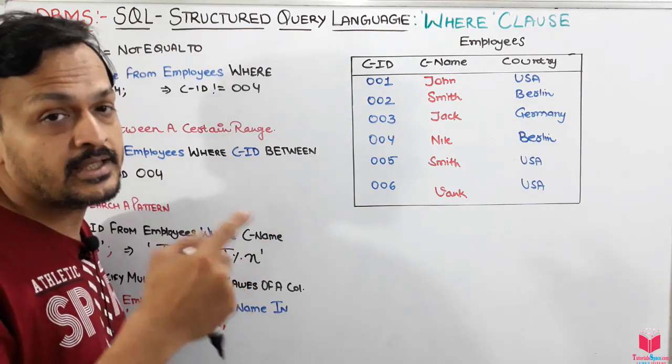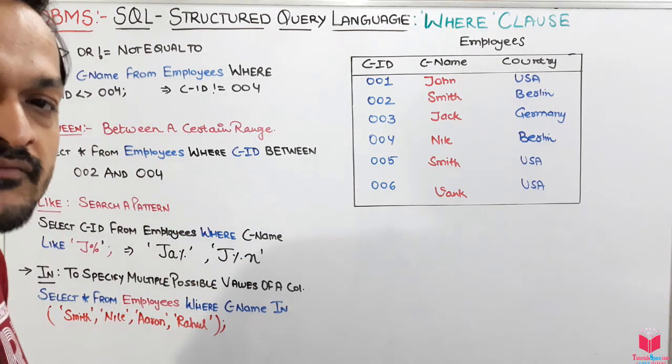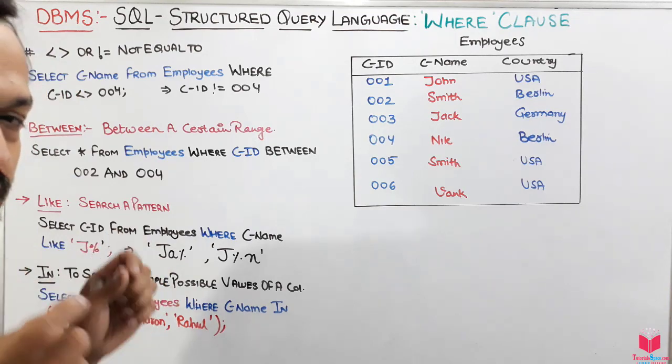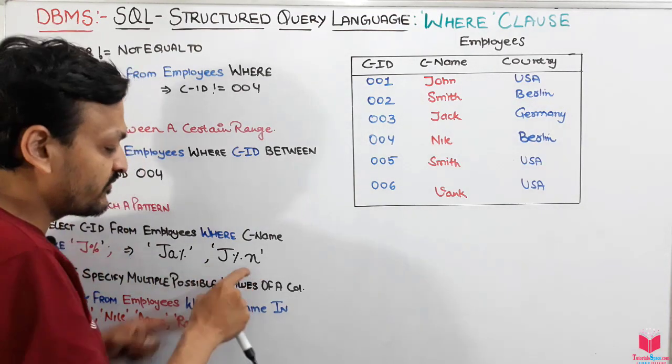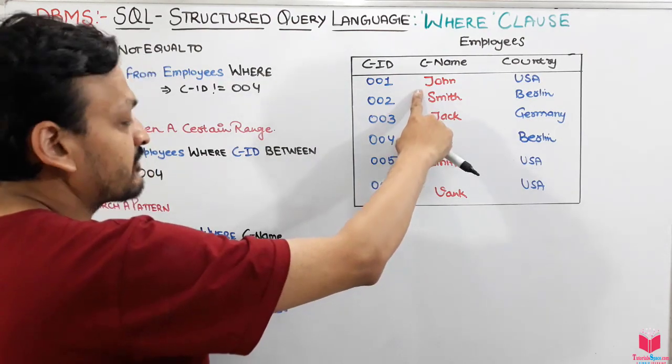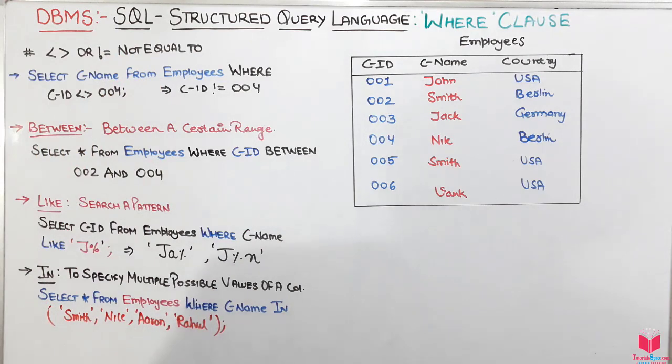In this way, the starting alphabet is J, after that I don't know, and the last alphabet is N. So I remember two things, the starting alphabet and the last alphabet pattern, but I don't know what is between them. So we are going to use this. Where it matches, J starting alphabet, last is N, so it will give 001. Okay guys, so this is basically about the LIKE.